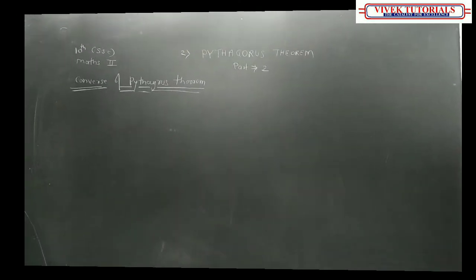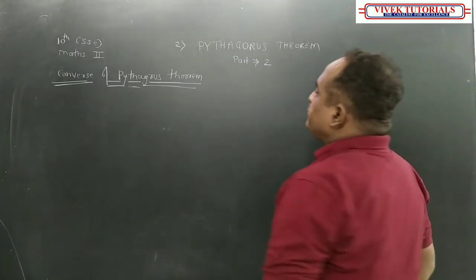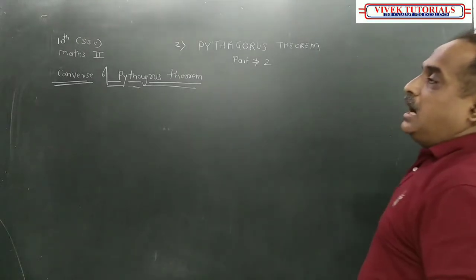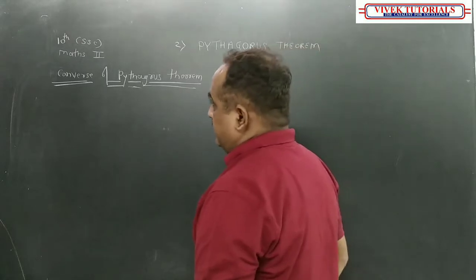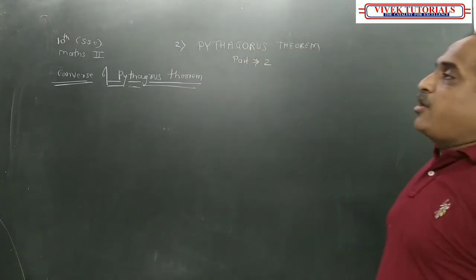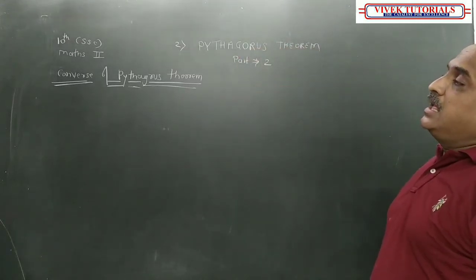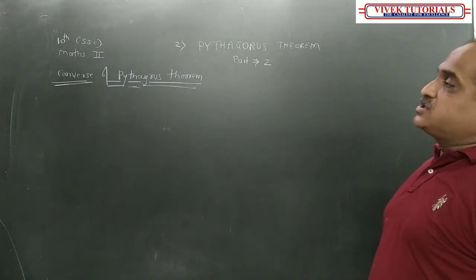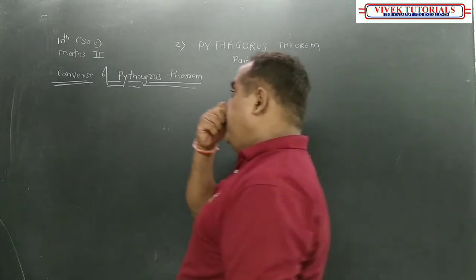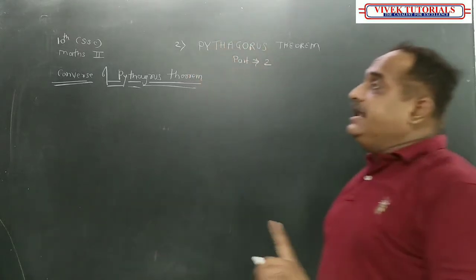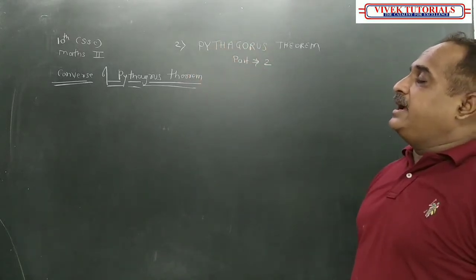Now, converse of Pythagoras theorem. What is the Pythagoras theorem statement? In a right angle triangle, square of the hypotenuse is equal to the sum of the squares of the remaining two sides. Now we have to take its converse. In the converse, we don't say that 90 degree is there. So what will we do?